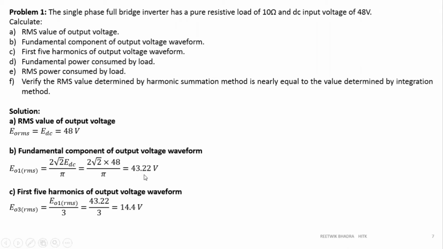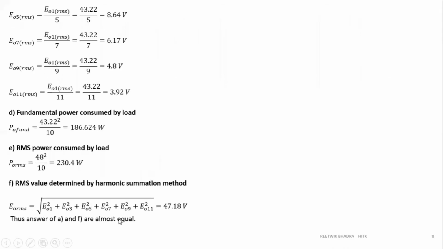Substitute your EDC as 48 and get your value as 43.2. And yesterday we found out how to find the harmonics. You need to calculate your fundamental and divide it by n. So the third harmonic will be E naught 1 RMS divided by 3, so 43.2 divided by 3. Always it is necessary to calculate your fundamental component first. Then it will be easy for you to calculate all other harmonics. Similarly it goes for 5, 7, 9, 11.